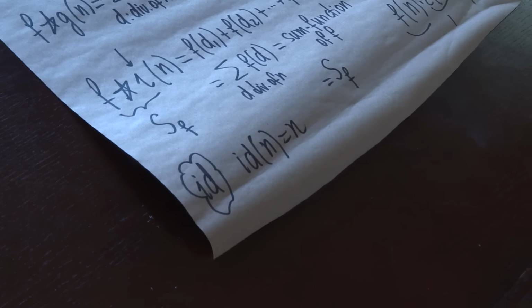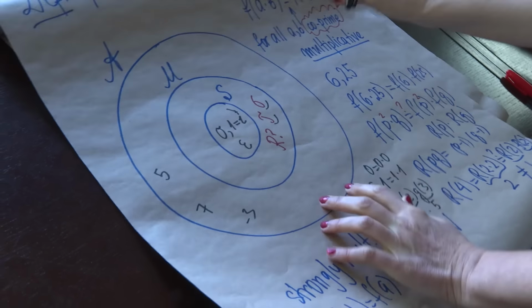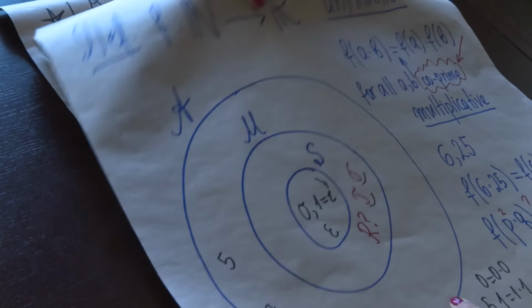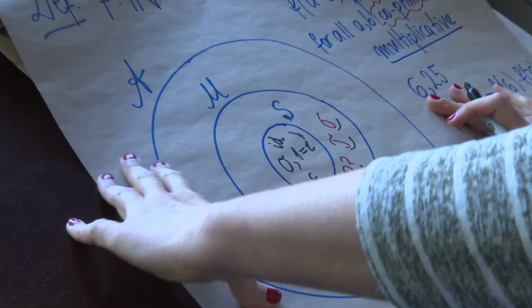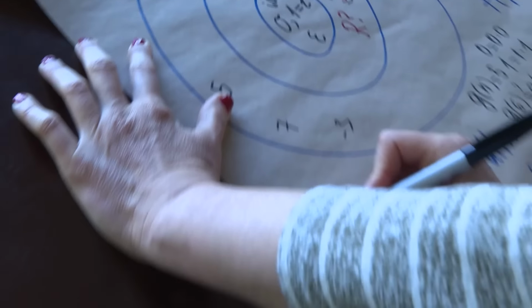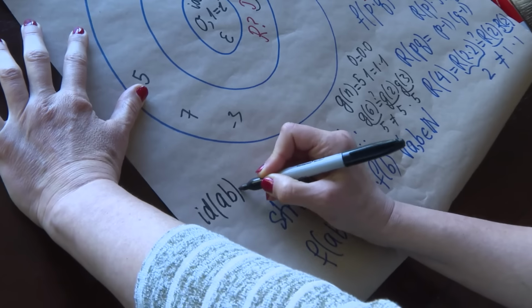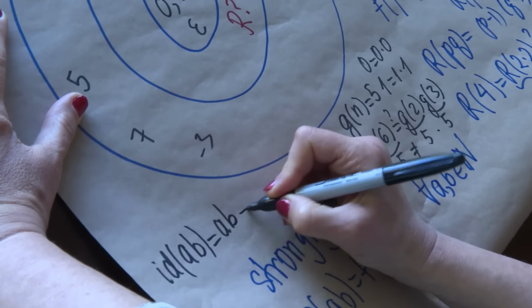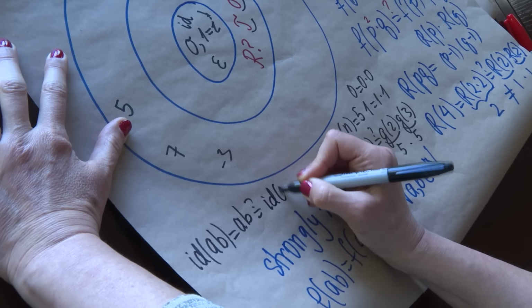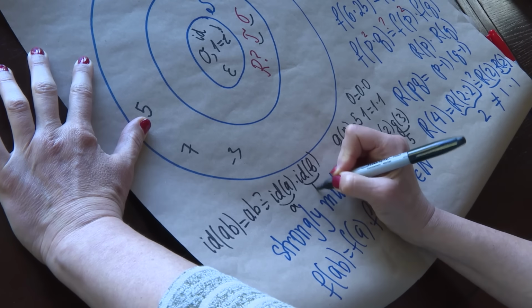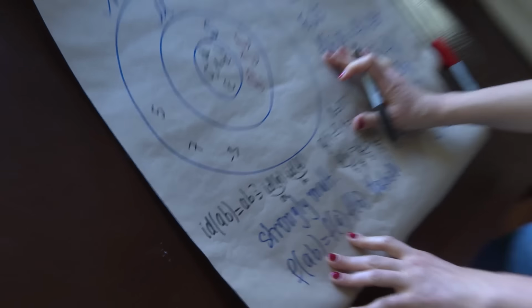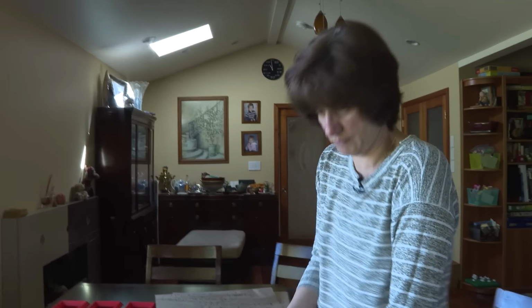So where is this identity function in our multiplicative land? Let us see. I think the identity function is going to be strongly multiplicative, because identity of AB, well, that's supposed to be AB. Is that equal to the identity of A times identity of B? Well, certainly, that's A, that's B. You can't find anything much more strongly multiplicative than the identity function.